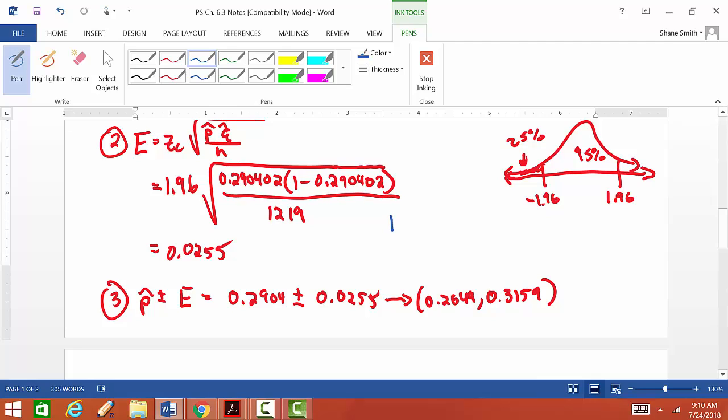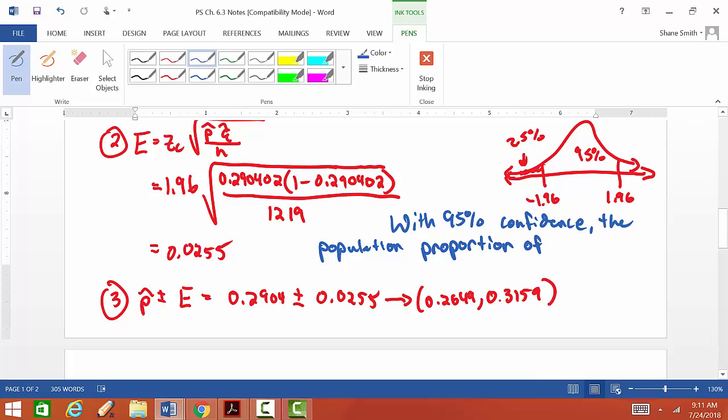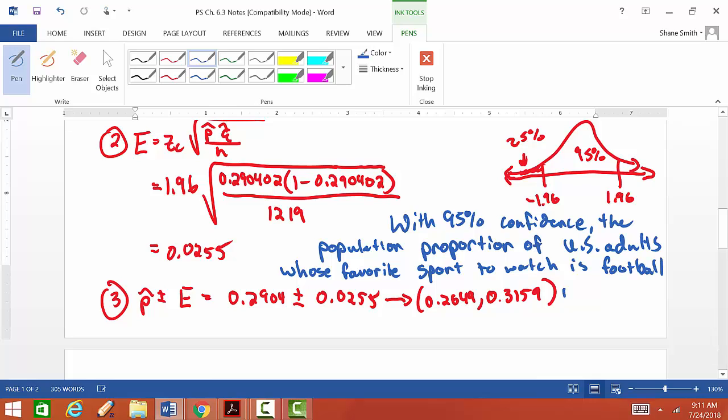So our sentence should say, with 95% confidence, the population proportion of U.S. adults whose favorite sport to watch is football is between 0.2649 and 0.3159. There we go. And that's how you create a confidence interval for a population proportion.